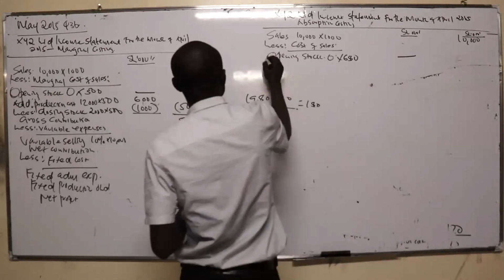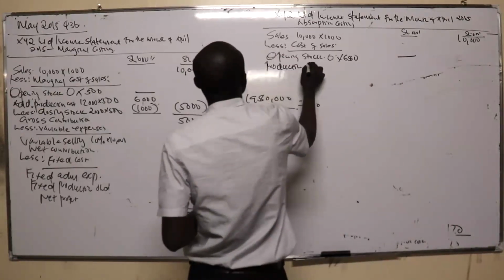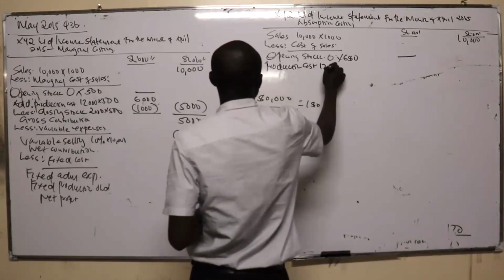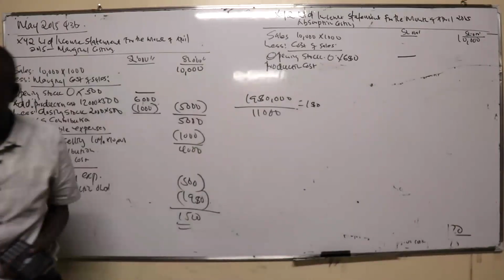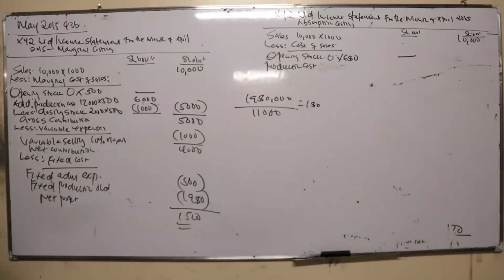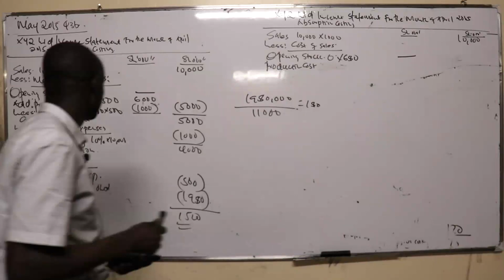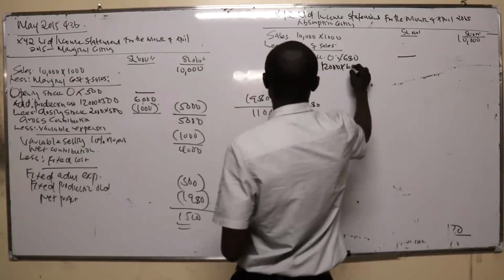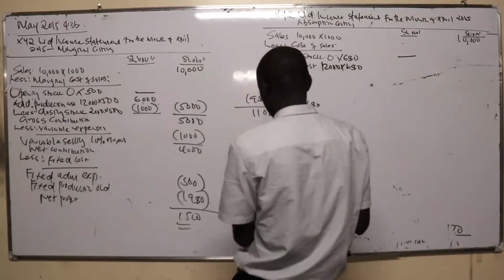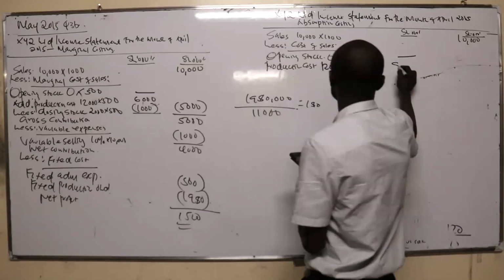And then you add production cost. They produced 12,000 units, and the normal production is 11,000. So the fixed overhead is based on the normal production of 11,000. They produced 12,000 units, so you multiply the total production of 12,000 units by 680. This one will be 8160.